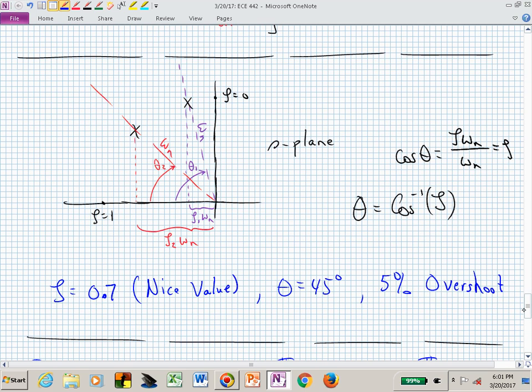And what I want you to be thinking now is, if somebody says percent overshoot, I want you to be thinking zeta. And now we could do the same question. Theta sub 2 produces more or less overshoot than theta 1.